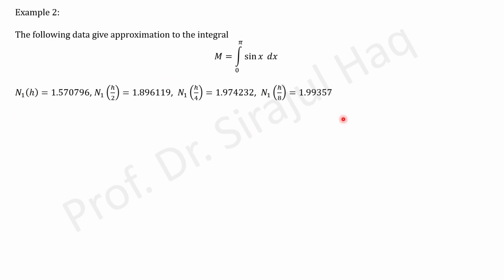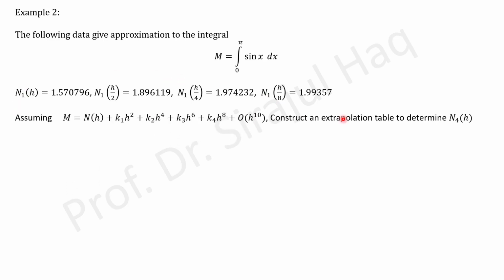Use this data. Of course, when you are using this data, you have to find N4 of h. But remember, it's given to you that this is a kind of approximation. So you can see that the power of h is changing by 2. So of course you have to use the formula where there is 4.